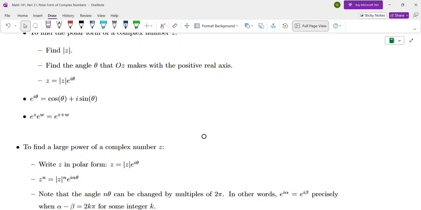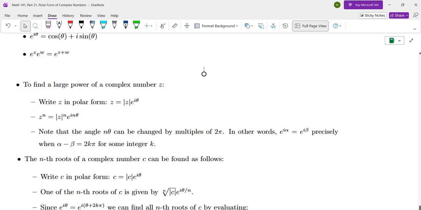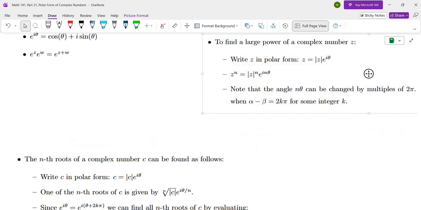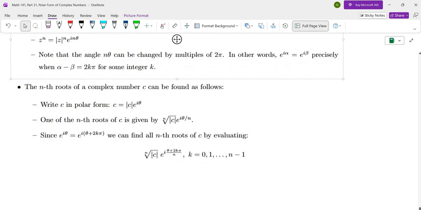To find a large power of a complex number z, we write down z in polar form, z equals absolute value of z times e to the power of i theta. Next, we take z and raise it to the power of n, and the way we do that is we raise the absolute value of z and e to the power of i theta to the power of n. Note that you can reduce the angle n theta by any multiple of 2 pi. That simplifies the problem.